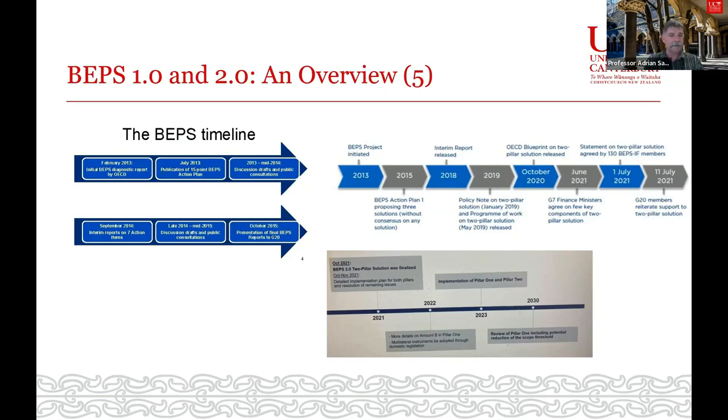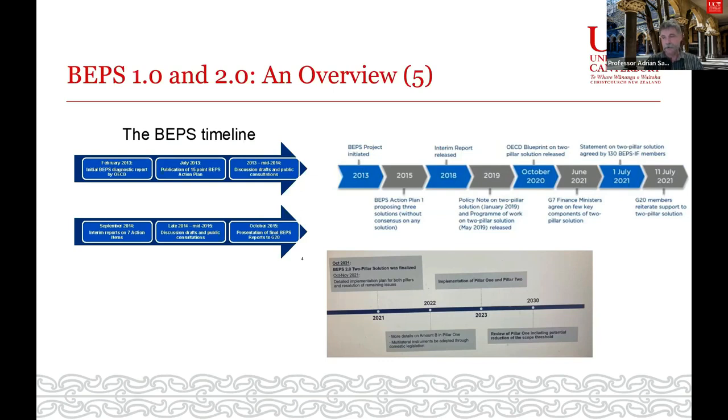Then in September 2014, there were various interim reports on a number of action items provided, then further discussion drafts and consultations, and then the final report to the G20 in October 2015. So you can see that it takes a long time to work through it.